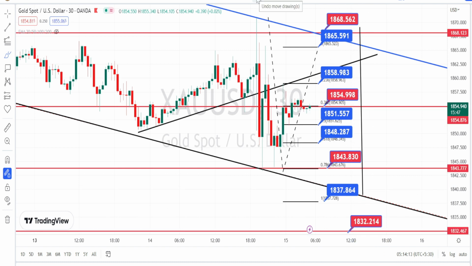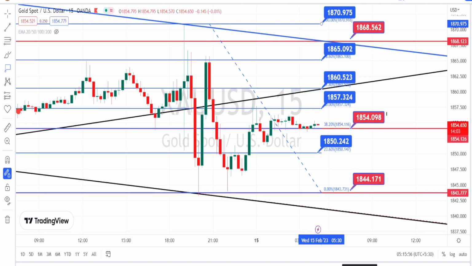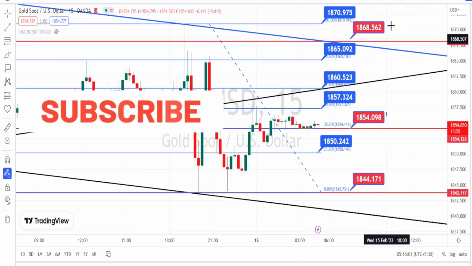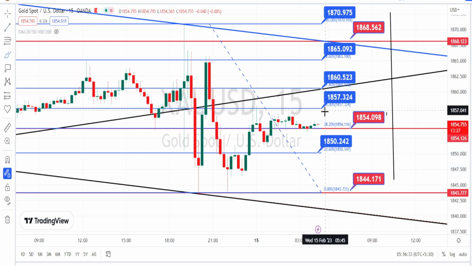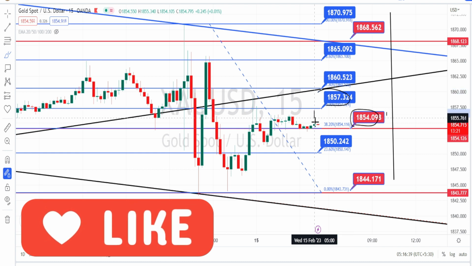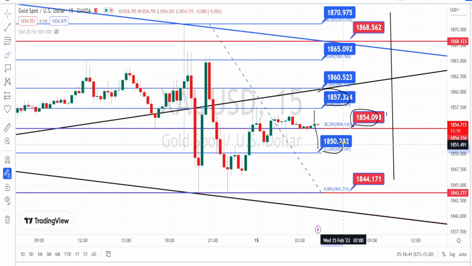Let us mark the support and resistance levels for the 15 minutes time frame. I am in the 15 minutes time frame, and the values within these blue color boxes are the resistance and support levels for the 15 minutes time frame. And the price action is trading between the support level of 1854 and the resistance level of 1857. Once the support level is broken, the next level of support is going to be around 1850 and 1844.